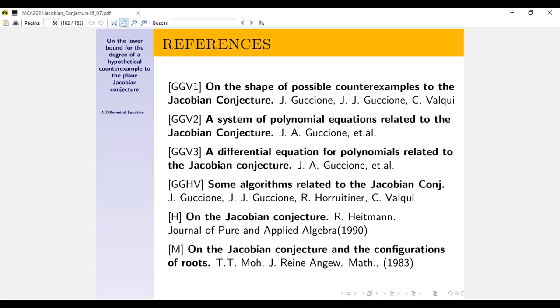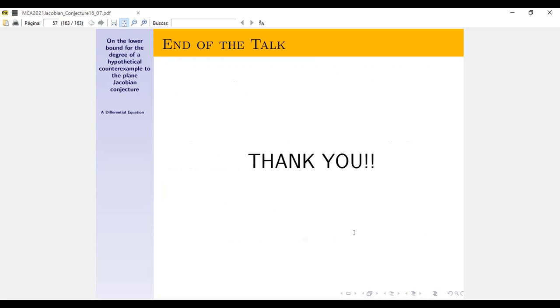So these are the works in arXiv. All articles are in arXiv, and this is Heitman and Mo, which we cited. Thank you.